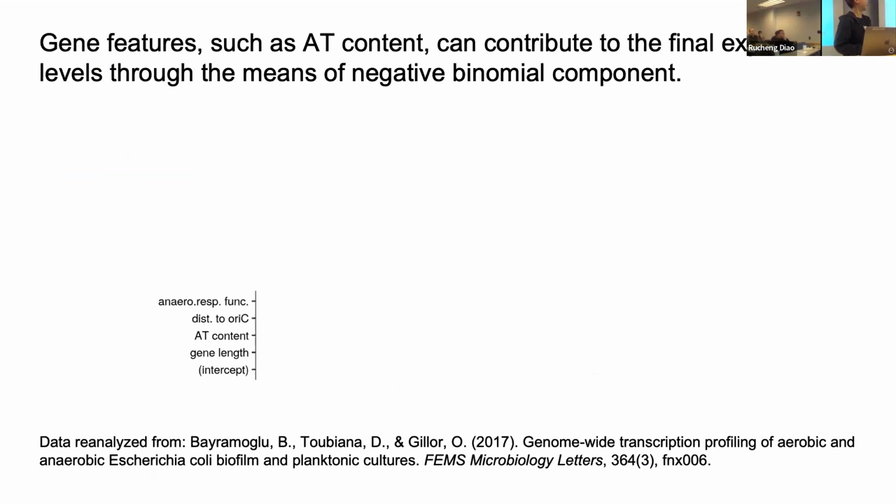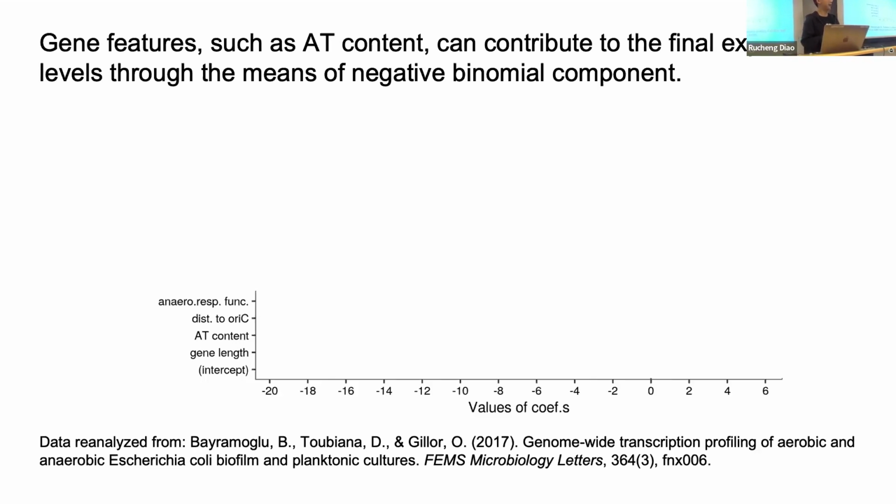What we did is, given the gene-level features we curated, just for example, we have the length of the gene, the AT content, the gene's distance to the origin of replication, and also whether or not a gene is annotated with anaerobic respiration functions. We look at the values of the coefficients that come with this regression model, which means that if we have a positive coefficient, an increase in the independent variable, in our case a gene feature, would have a positive effect on the eventual mean of the count.